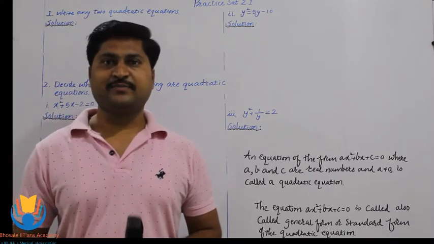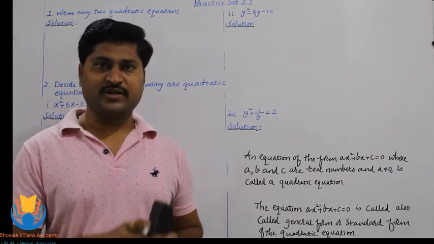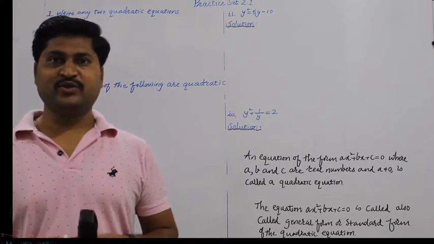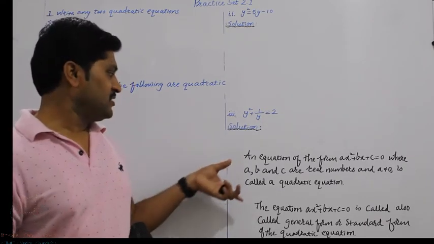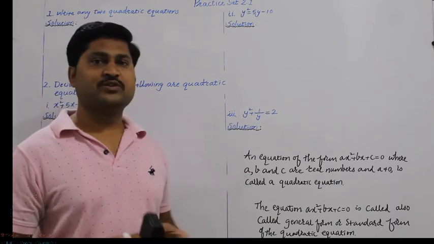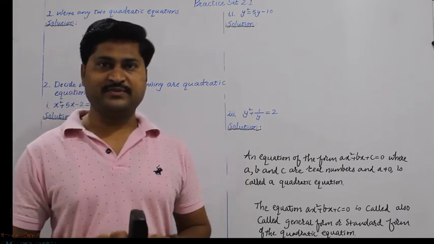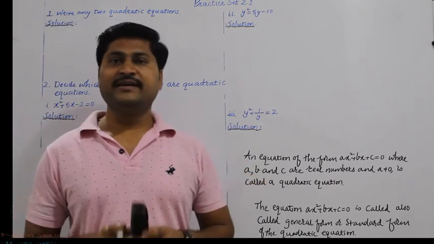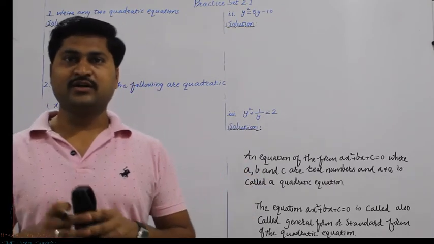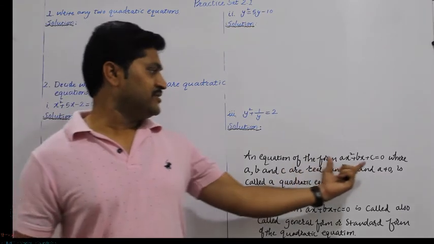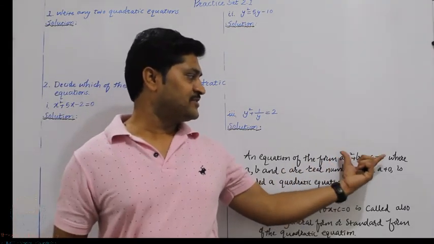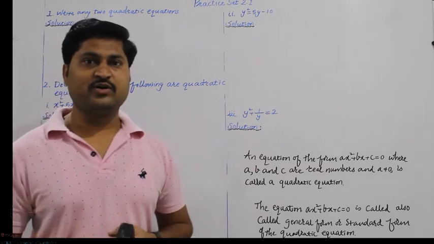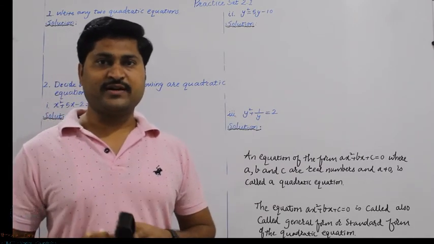Today we are going to start practice set 2.1 of this quadratic equation. So before we start this practice set, we have to see what is quadratic equation. Look at this definition: an equation of the form ax square plus bx plus c is equal to 0, where a, b, c are real numbers and a is not equal to 0 is called a quadratic equation. This equation ax square plus bx plus c is equal to 0 is also called the general form or standard form of quadratic equation.